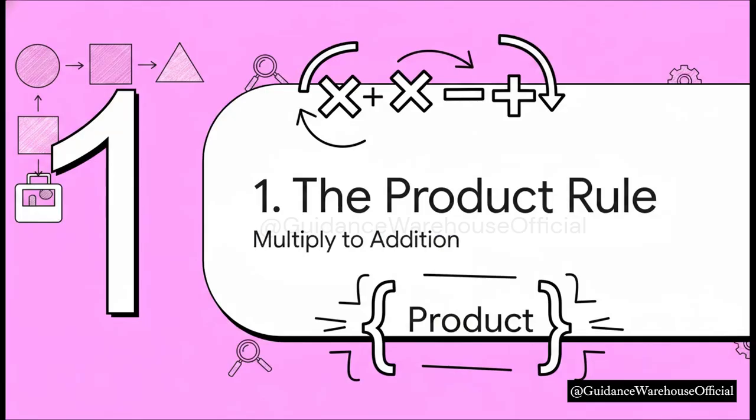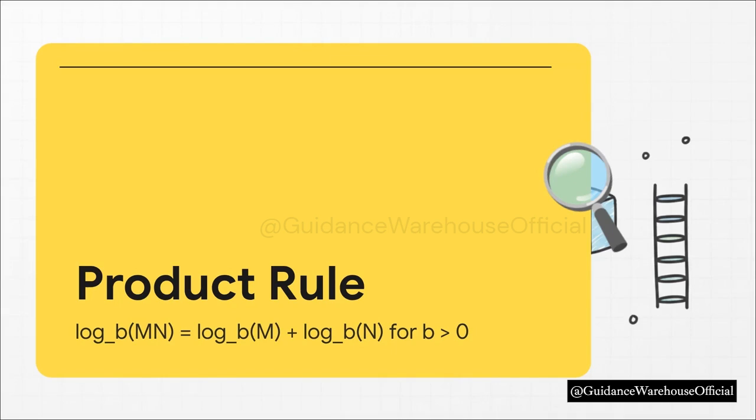Okay, let's open up our mathematical toolbox. Section 1, the product rule, turning multiplication into addition. Because logarithms are fundamentally exponents, they follow similar behavioral rules. When we multiply terms with like bases, we add their exponents. This brilliantly illustrates the product rule for logarithms. The logarithm of a product, m times n, is equal to the log of m plus the log of n. We are literally breaking apart complex multiplication into a much simpler sum.